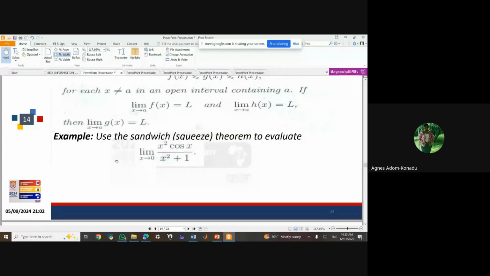So for example, we want to use the sandwich theorem to evaluate this. Okay. So now I'm given my g of x. I have to find my f of x and then my h of x. So this is what I do. I have a trig function here. When you look at the graph of the cos function, what is the maximum value the cos function can attain?